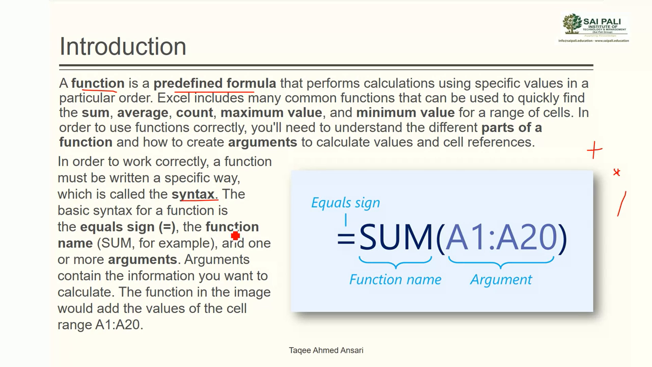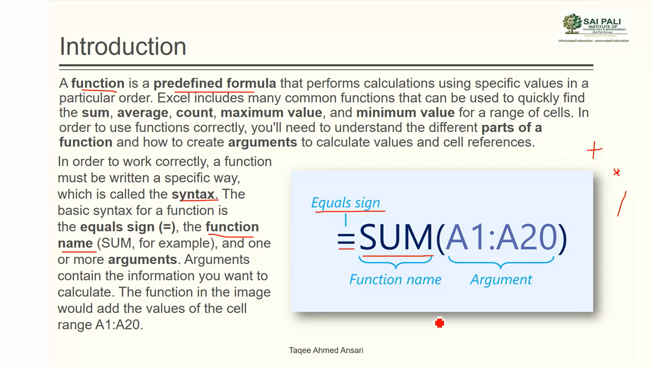So first, whenever we want to start a function or even a formula, what do we start with? The equal sign. Whenever we want to apply any function or use any formula, we start with the equal sign. After the equal sign, you have to mention the function name, that means the name of the function. For example, here in this image, you can see the function name is SUM.